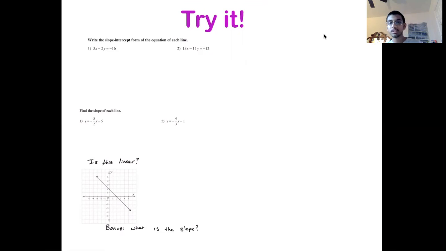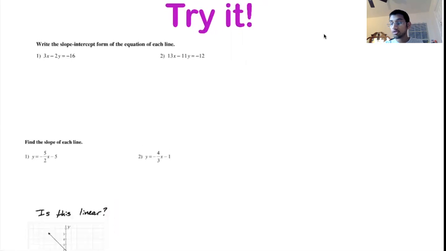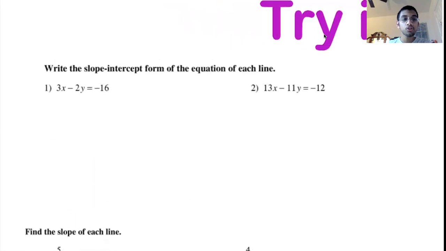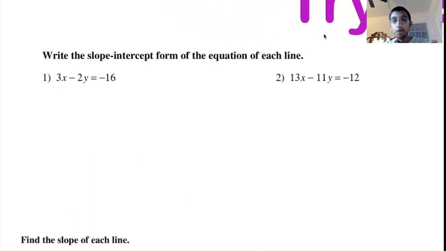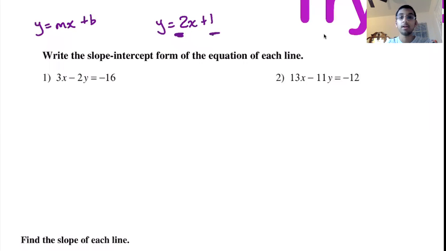Okay, I hope you guys finished the video, finished doing the problems. Hopefully you got them right. Let's check and see if you were right. If you're struggling, don't worry, I'm going to break this down for you. So let's look at number 1. It says to write the slope-intercept form of the equation of each line. So again, as I just said, slope-intercept form is y is equal to mx plus b. For example, that one last time was y is equal to 2x plus 1. You have a slope right here, and you have a y-intercept right there. That's what we're trying to do, and we're going to do it right now.